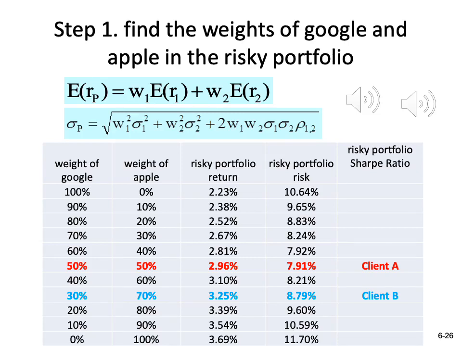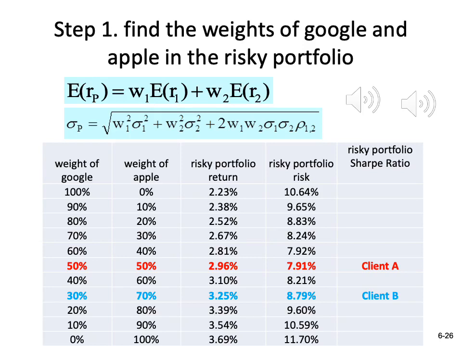To find the best combination of Google, Apple, and T-bills for your 2 clients, the first step is we look at the risky portfolio. Meaning we are going to ignore the T-bills first. We are only going to look at risky assets, in this case, Google and Apple stocks. If we only look at the risky portfolios, the 2 formulas we're going to use are the expected return of the risky portfolio and the standard deviation of the risky portfolio. I listed the 2 formulas at the top of the slides.